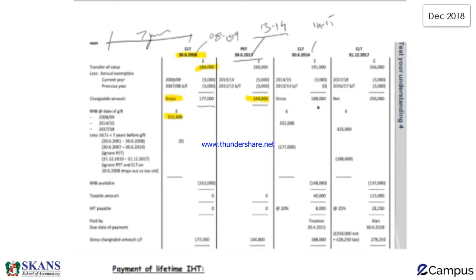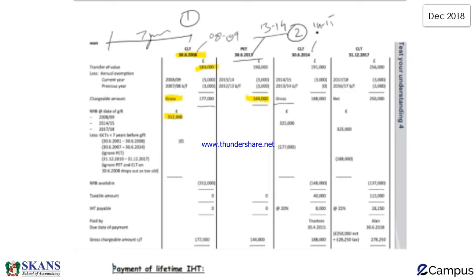Now, as the question said, trustees of the trust will pay the IHT. So that's why, again, I'm going to call this chargeable amount the gross chargeable amount, which is 188. And once again, we have to know what is the available nil rate band. And for that, this is what we are required to do.